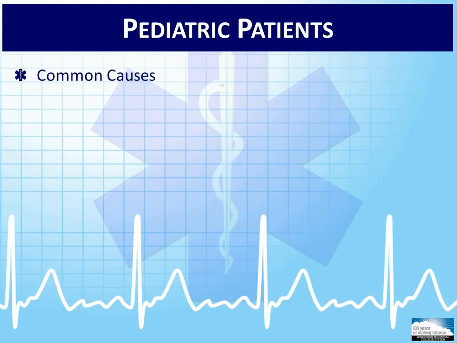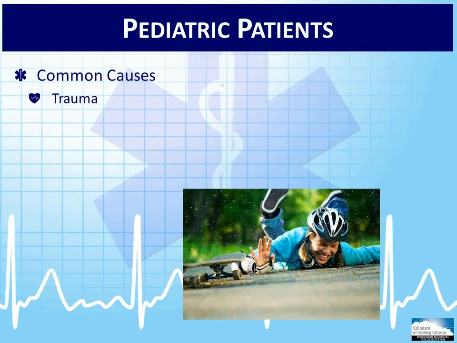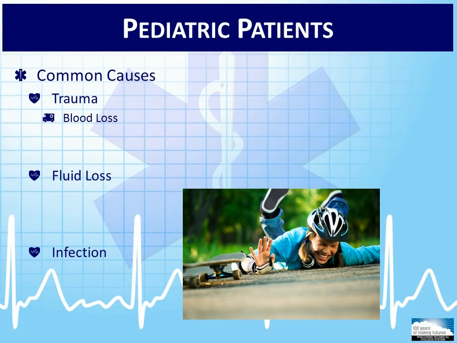Shock commonly occurs in pediatric patients due to trauma, fluid loss, or infection. When trauma is involved, blood loss must be a concern for the EMT, as the younger the child, the less circulating volume of blood, and the more profound the effect of blood loss. Abdominal injuries can result in significant internal bleeding, and chest wall injuries can have a significant negative impact on the pediatric respiratory and cardiovascular systems.